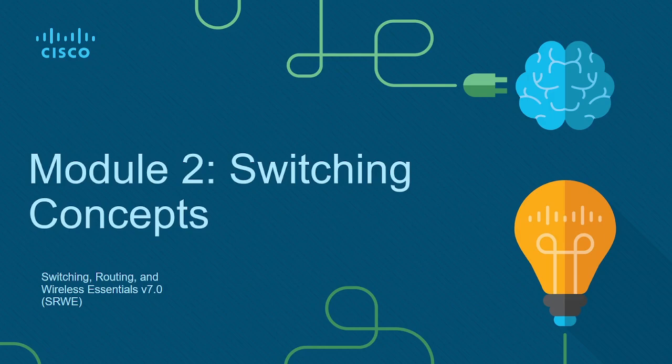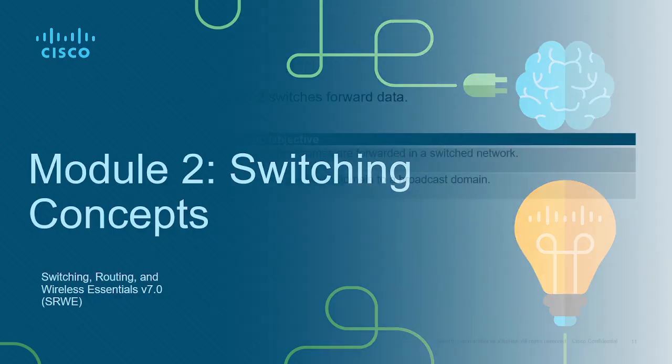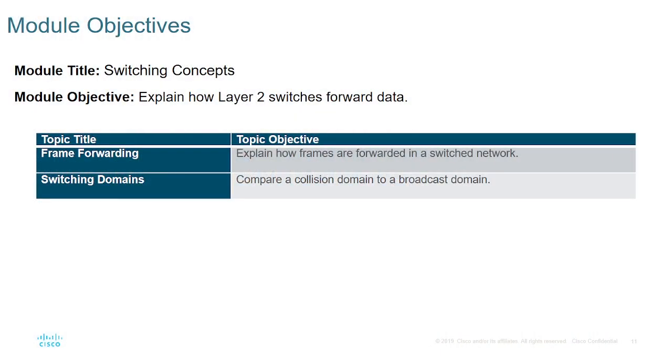So this is switching and routing chapter number 2. For this module, we are going to be introducing ourselves to the switching concepts and how switches generally work. Of course, we'll be explaining the forwarding process of a switch, comparing collision domains to broadcast domains, and so forth.